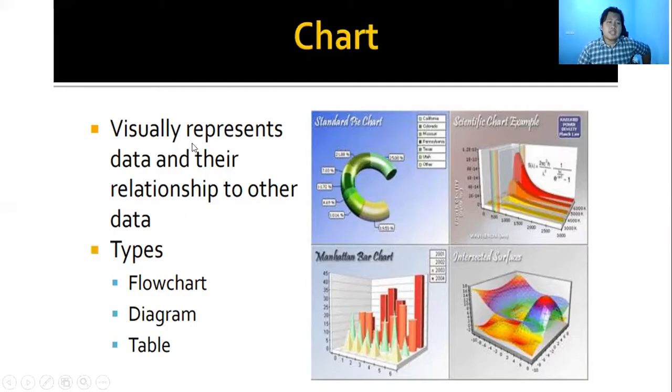So a chart is a visual representation of data and their relationship to each other. We use charts to show the relationship, or the connection, of data and the information given. So we have different types of charts. We have flow charts, we have diagrams, and we have tables.